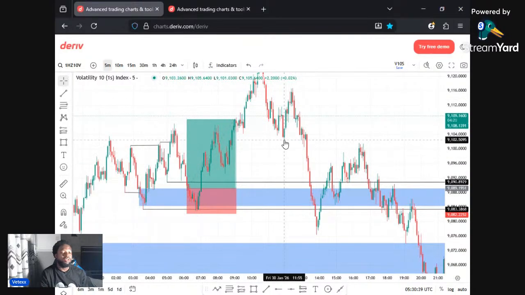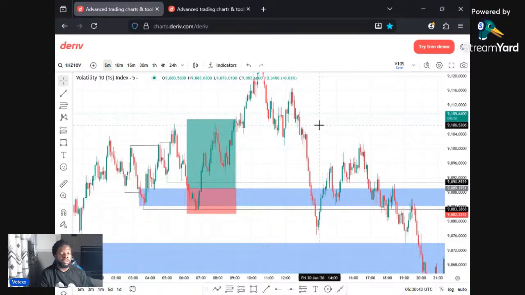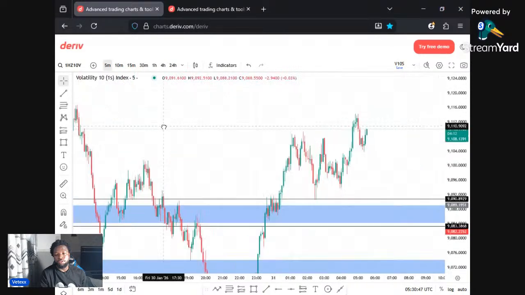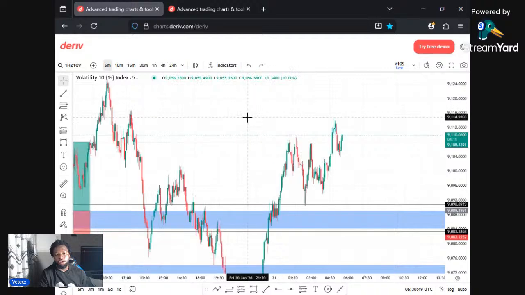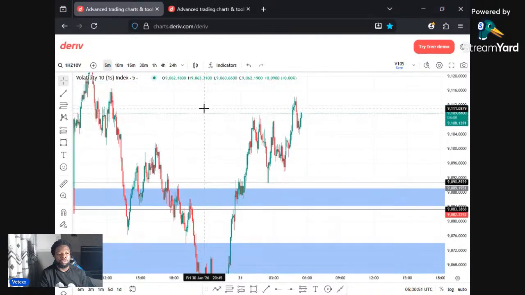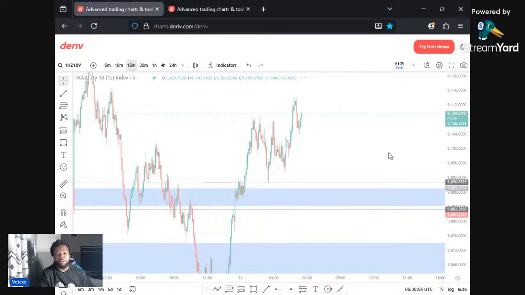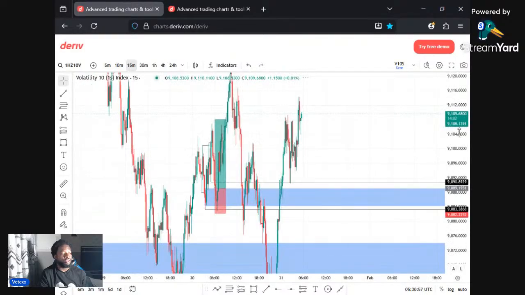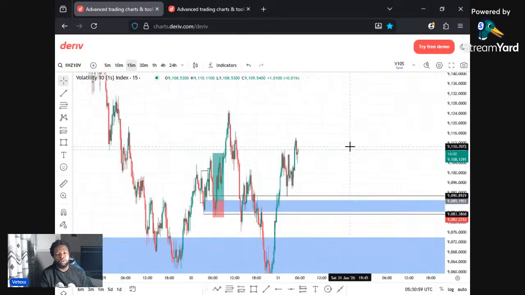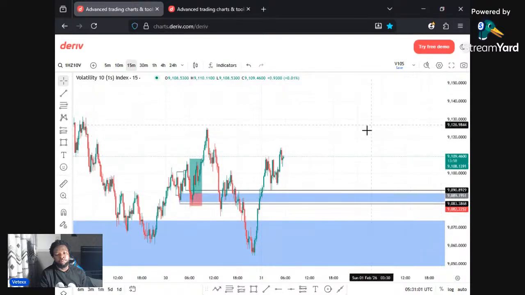Okay, now the direction has not been taken out yet. The overall target has not been taken out yet. So we are going to check if there's any continuation here. So currently we don't have any continuation on V10s. So we are going to be sitting on our hands and watch out for more continuation.